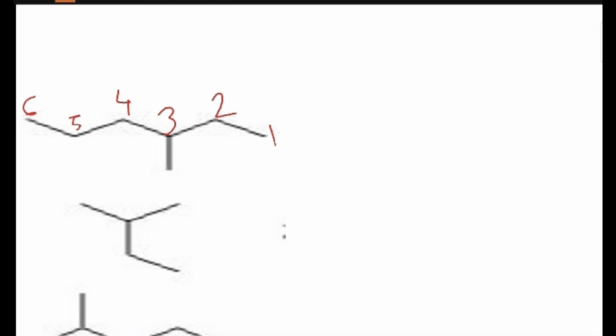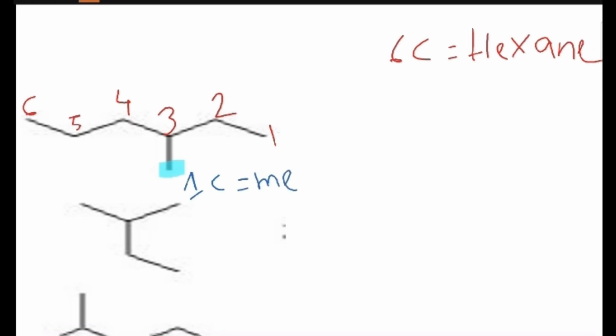The total number of carbons in the longest chain or the parent chain is 6. So we get the name hex. And since all of them are bonded in single bond, we get ane. As you can see, there is only 1 carbon attached to the 3rd carbon of the parent chain. That means the branch is methyl group.